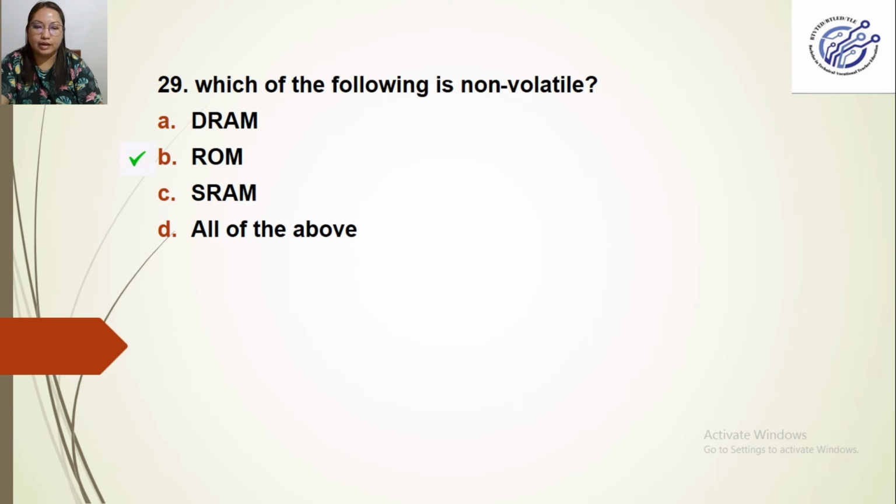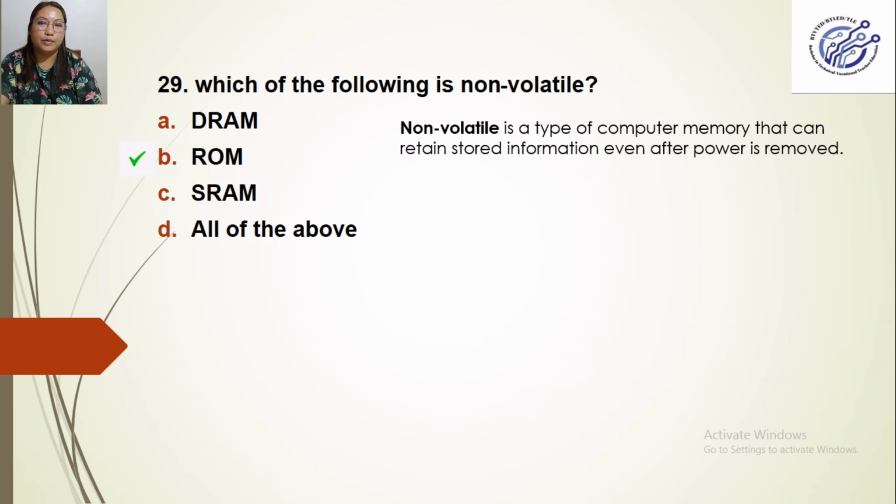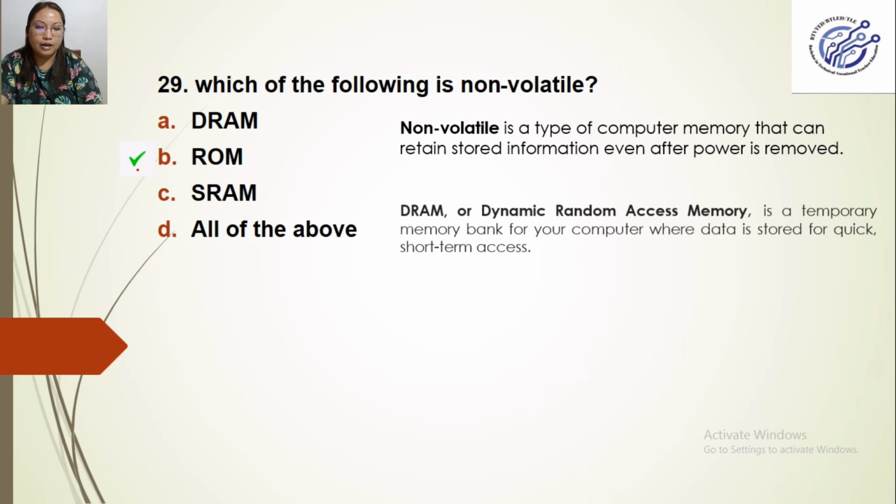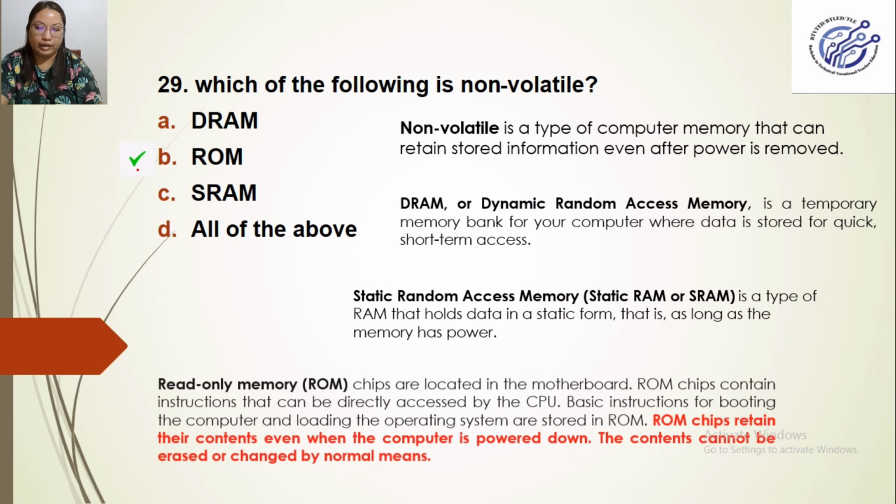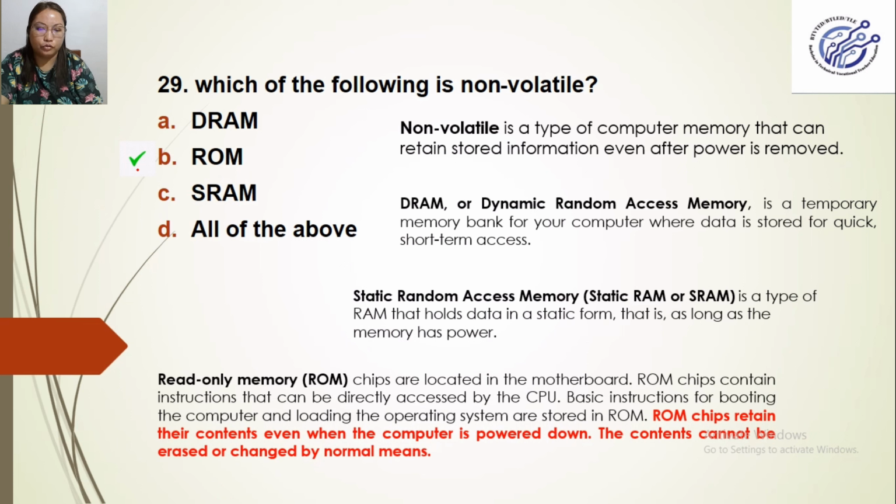Number 29. Which of the following is non-volatile? So A, DRAM, B, ROM, C is RAM, then D, all of the above. So first, let us understand what is non-volatile. Kapag sinabi po natin na non-volatile, ito po yung memory ng computer kung saan kaya niya pong i-retain ang mga stored information even after na ma-close yung ating mga computer or mawala yung power sa ating computer. So alin ba dito yun? Nakita na pala sa ating choices, which our answer is letter B, ROM or read-only memory. So, pero tingnan po natin kung ano tong ibang choices natin.